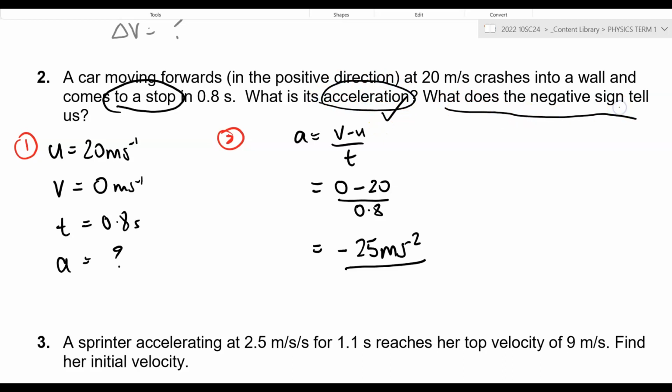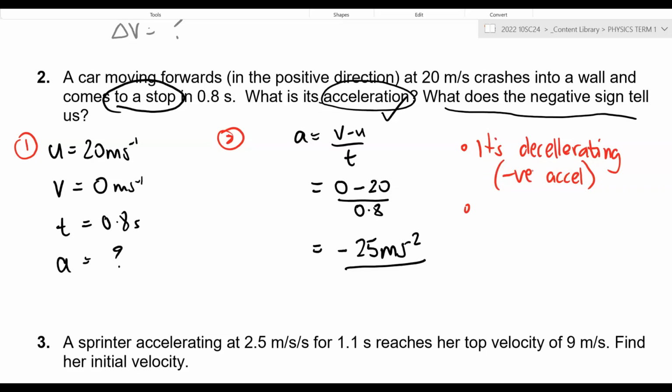Here's the next one. What does the negative sign tell us? Okay, the negative sign tells us two things. First of all, that it's not accelerating, it's decelerating. In other words, it's negative acceleration.